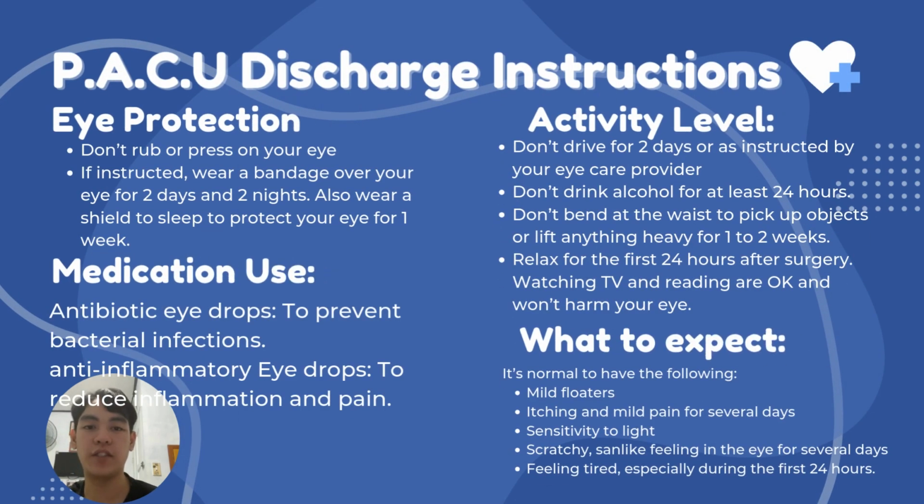So for post-operative discharge instructions, for eye protection: don't rub or press on your eye. Second, if instructed, wear a bandage over your eye for at least 2 days and 2 nights. Also wear a shield to sleep to protect your eye for 1 week. For medication use, you could use antibiotic drops to prevent bacterial infections or anti-inflammatory eye drops to reduce inflammation and pain. For activity level, it is not recommended to drive for 2 days or as instructed by your eye care provider. And also, don't drink alcohol for at least 24 hours.